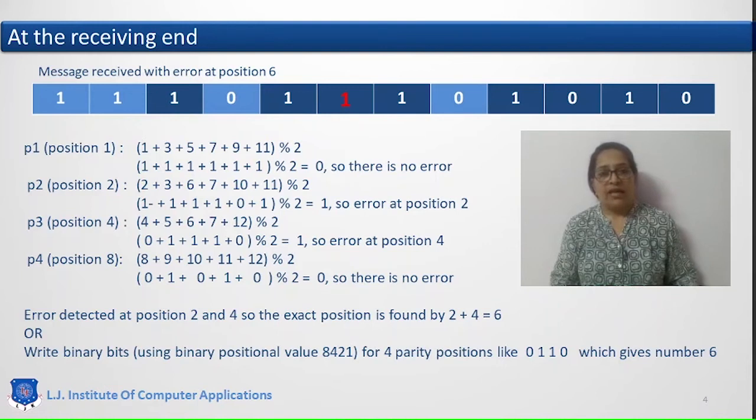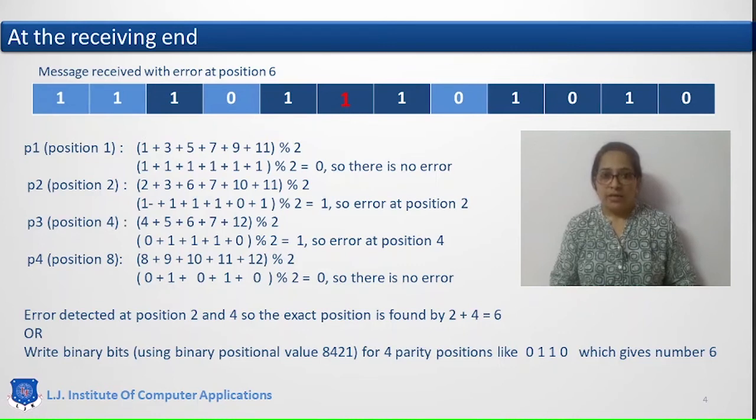On the receiving end, the same procedure will be done. That is, it will calculate for the even parity Hamming code. It will calculate the same positions for the 4 parity values, and if it is getting 0 it means no error. If it is getting 1 it means there is some error in those parity positions.